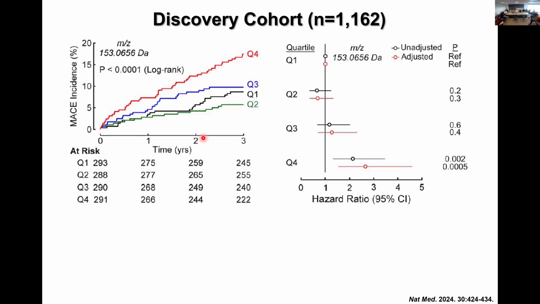If you look at the basis for that association that I just showed you, this is a discovery cohort of about 1,100 individuals who went through the angiography clinics. If you bin people into the highest quartile versus the third, second, and first quartiles for this unknown metabolite, you can see in the Kaplan-Meier curve that individuals who have the highest levels of this metabolite are the ones at most risk. That's shown by the Kaplan-Meier curve, and the hazard ratio is shown on the right.